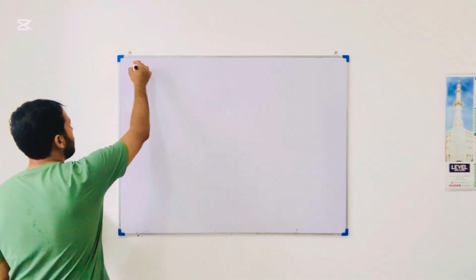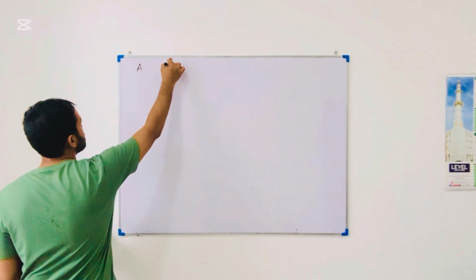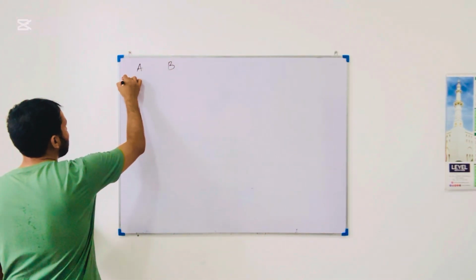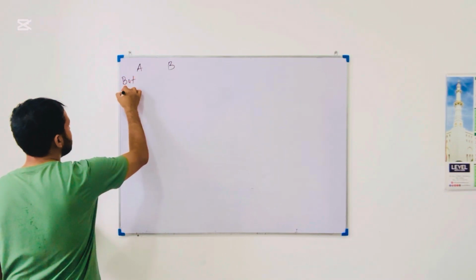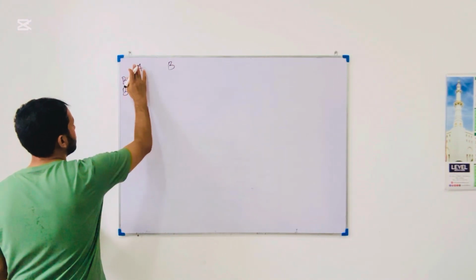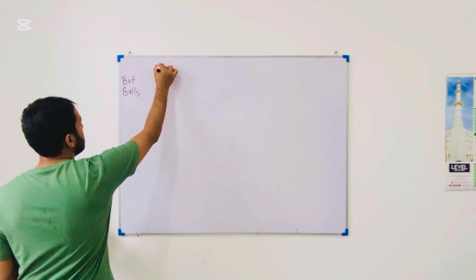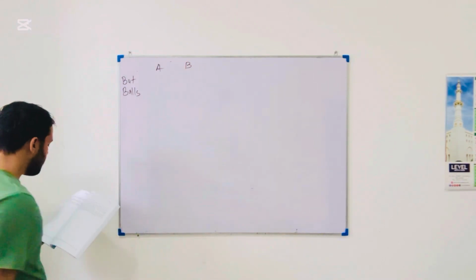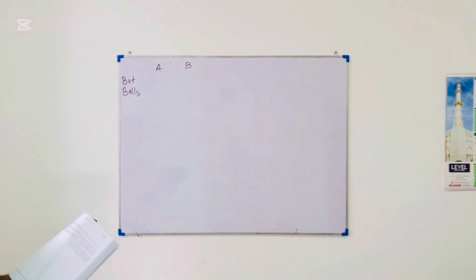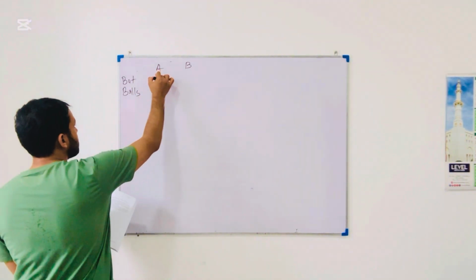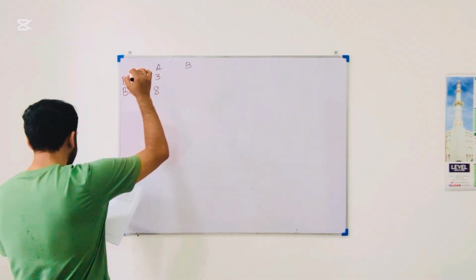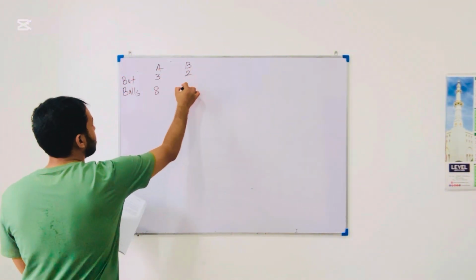You write a small summary. So you have school A and school B, and there are bats and balls. Then in school A, how many bats are they buying? They are buying 3 bats and 8 balls. In school B, they are buying 2 and 5.